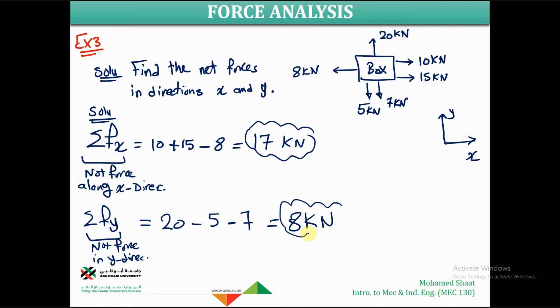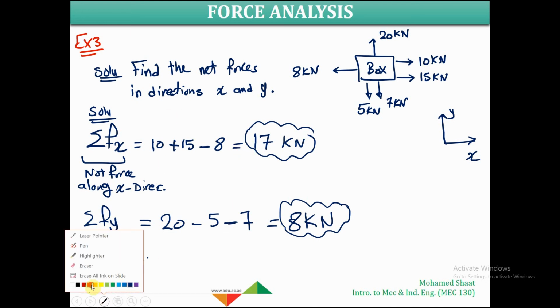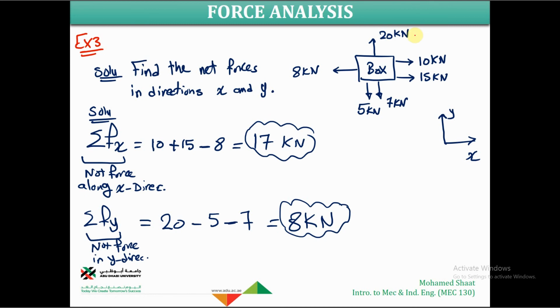Why kilonewton? Because the unit of the force is already kilonewton. And why is it 8? Because 20 - 5 - 7 gives 8. Very simple. As you can see, this is the net force along X. It means that I somehow combined all of the 3 forces acting on the box. So if I decided to draw the box again, all the forces acting on the box along the X direction were combined in one component as 17, and it is positive.